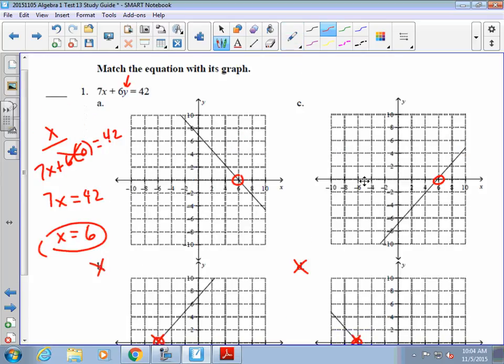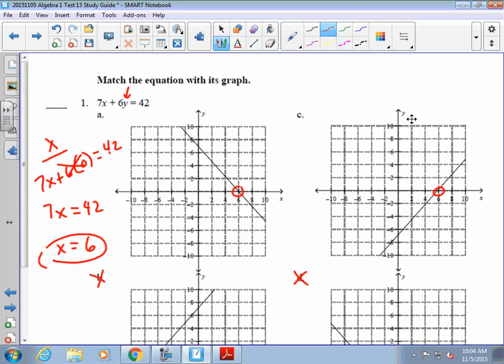So if we look for our other intercept, our y-intercept, we're going to plug in 0 for the opposite one, x. So 7 times 0 plus 6 times y equals 42. Again, anything times 0 eliminates that part. 6y equals 42. When you divide by 6 on both sides, the y-intercept is 7. Notice there's no negative value.